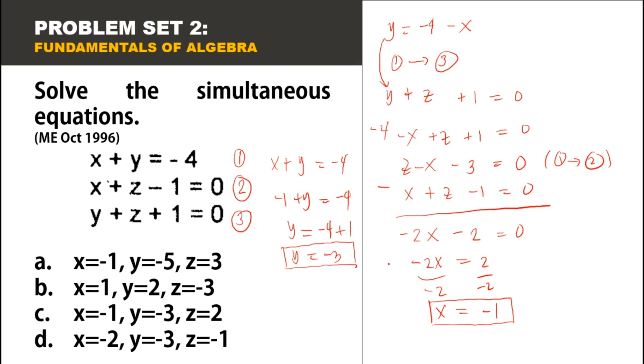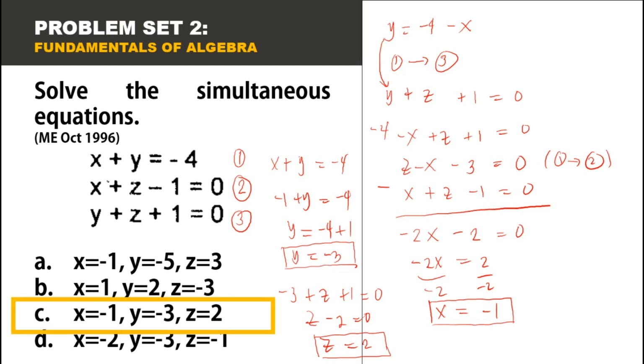Using the value of y, you can find z from the third equation, or you can use x and the second equation. Let's use the third equation. So y is equal to negative 3. From equation 3, we have negative 3 plus z plus 1 equals 0. So negative 3 plus 1, that is negative 2. We have z minus 2 equals 0. So z is 2. So x is negative 1, y is negative 3, and z is 2.